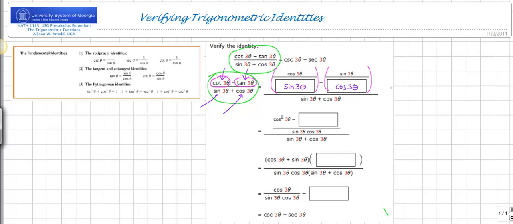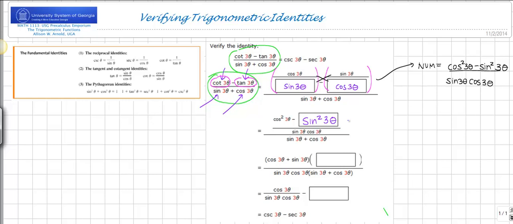Well, if I were doing this by hand, I would notice that the numerator has a common denominator of sine 3 theta cosine 3 theta. So I would have to give each one the other guy's multiplication in the numerator, and so I would end up with cosine squared 3 theta minus sine squared 3 theta when I got the common denominator. So it would make sense that what goes here is sine squared 3 theta.